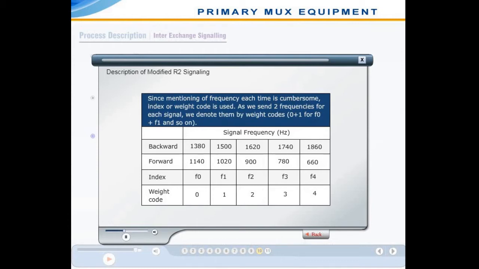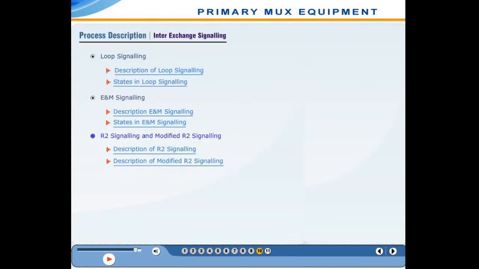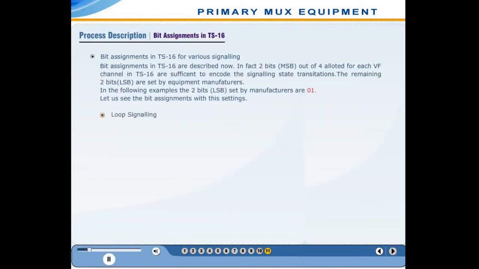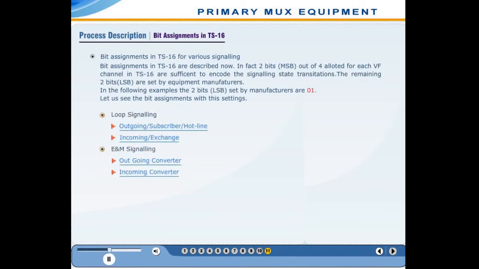Since mentioning of frequency each time is cumbersome, index or weight code is used. As we send two frequencies for each signal, we denote them by weight codes, that is 0 plus 1 for F0 plus F1. Bit assignments in time slot 16 is shown on screen.